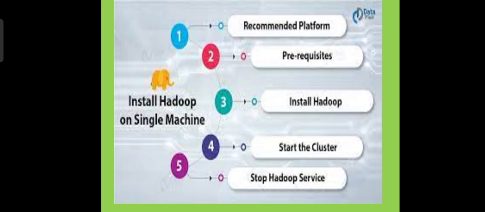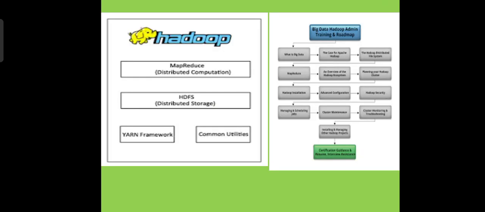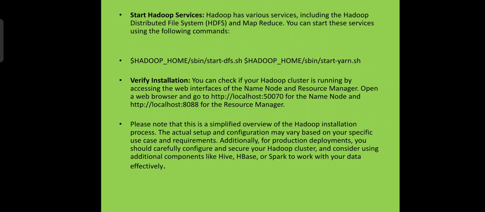So, installing Hadoop on a single machine: recommended platform, prerequisites, install Hadoop, start the cluster, and stop the Hadoop services. That's the thing, right? MapReduce we have already seen, that's the diagram. Hadoop services we have already seen, and that's a repeated thing.